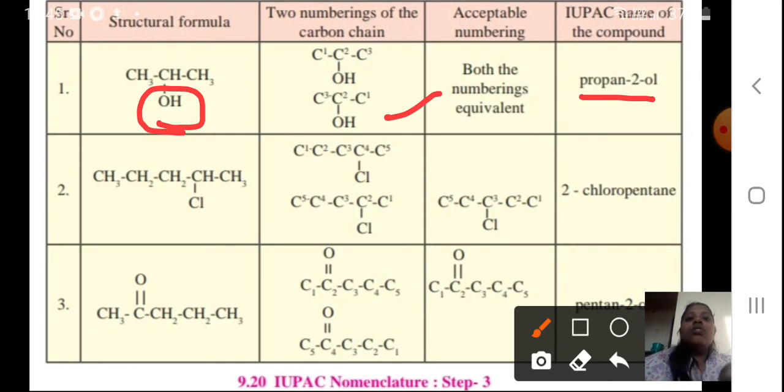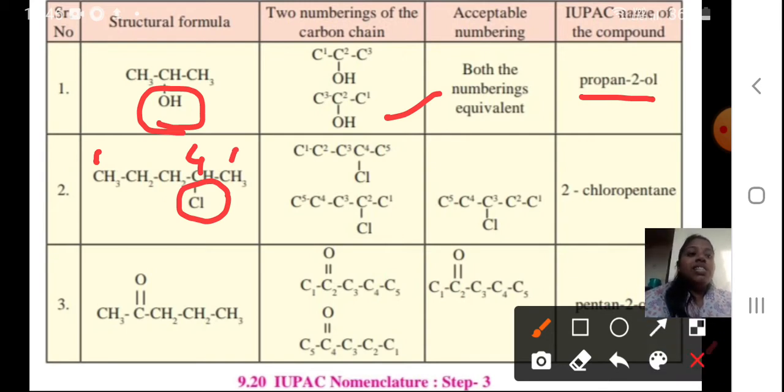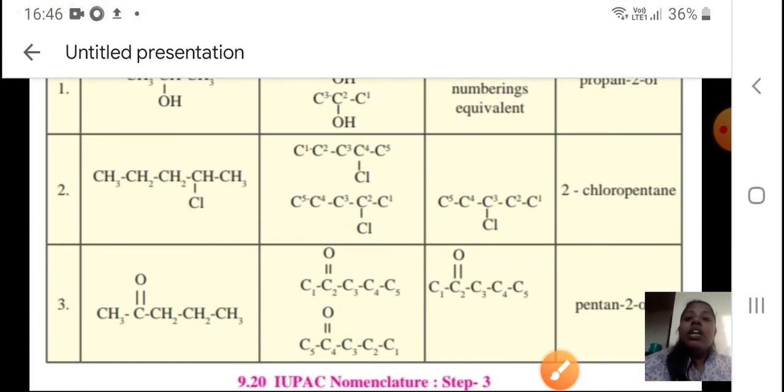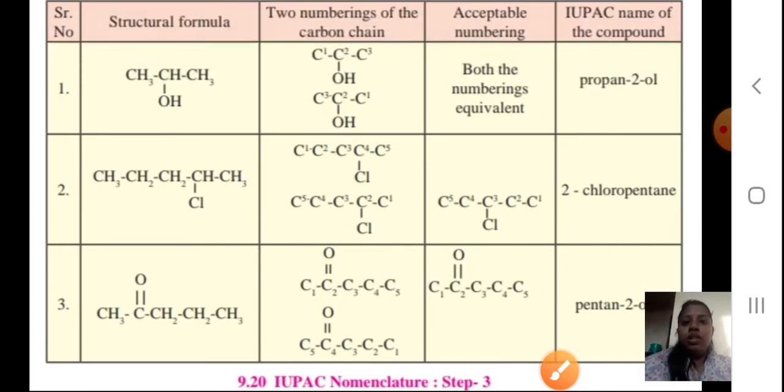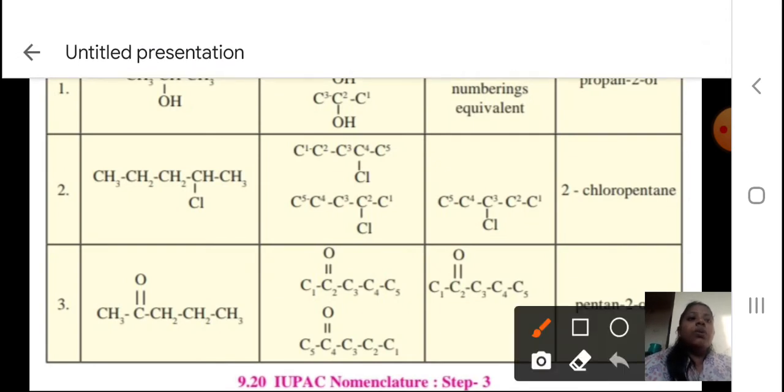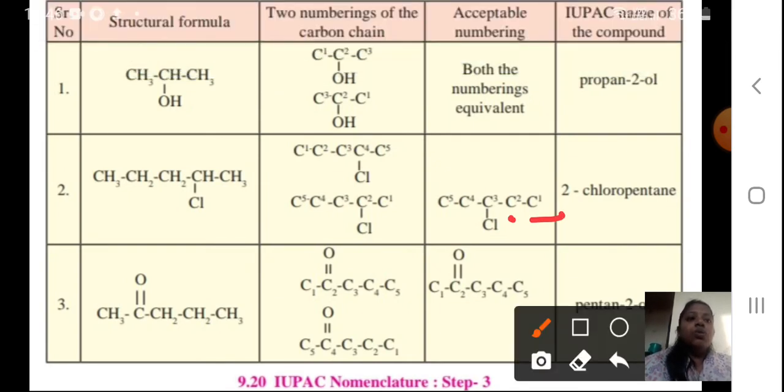Now for the second one, if I do numbering from this side, see here this chlorine, from this side it is coming on the 4th carbon, right? But if I do from this side, if I take this first, it is going to come on the 2nd carbon, right? So I'll do the second only. The least number it should get. Okay, students, so what it will become, see here it is shown 1 2, you can see this numbering, right? So it will become 2-chloropentane.